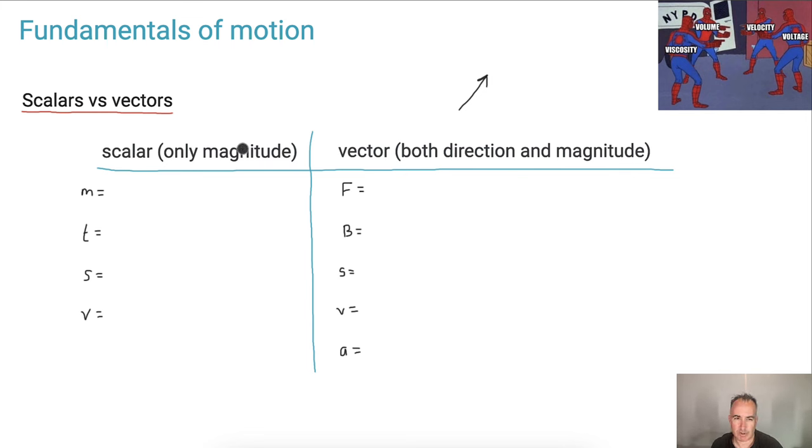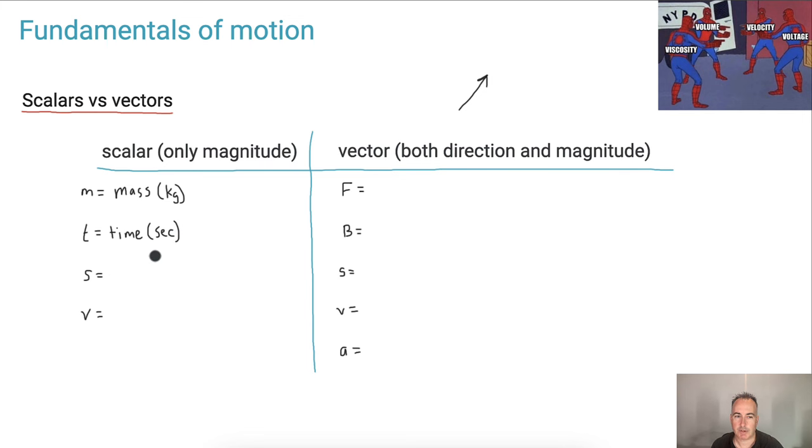So what are the things that we don't care about direction? Well, m, for example, we often use. That's just mass. And remember, that's measured in kilograms. Then we got t, that's just time. And what's time measured in? Well, you could measure in a lot of things, but we're mostly going to use seconds.